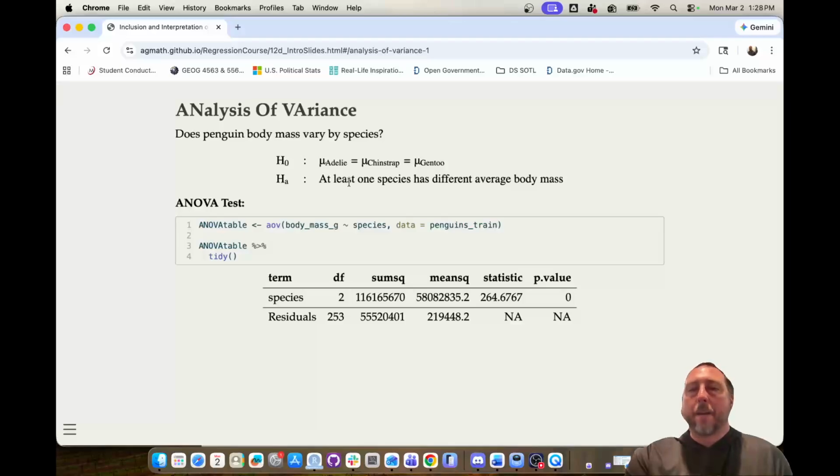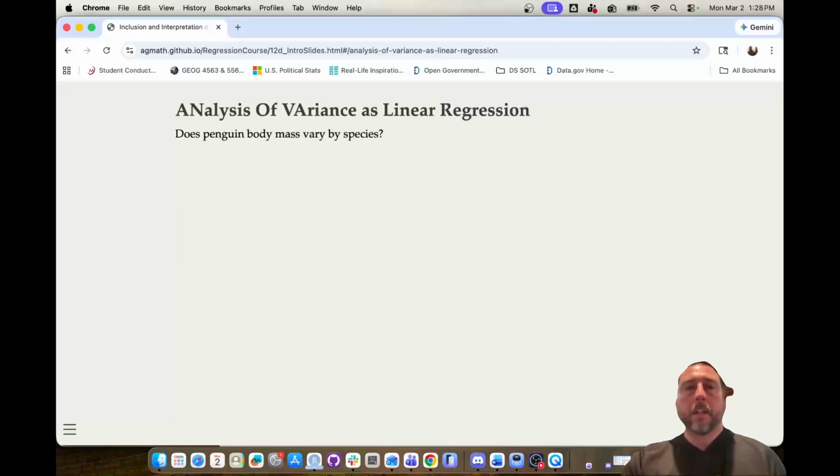It is more compatible with the alternative one, where at least one of the species has a different average body mass. And again, we saw that in the box plot, but now we have statistical evidence to show that what we're seeing in the box plot is unlikely to be sampling variability or sampling variation. It is very much likely to be a characteristic of the populations as a whole.